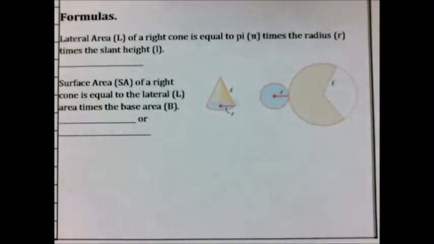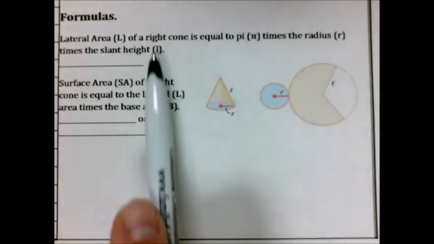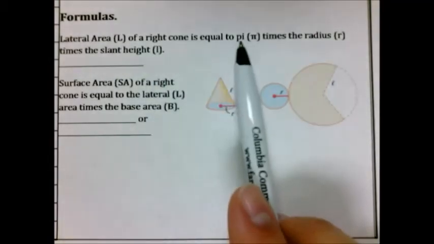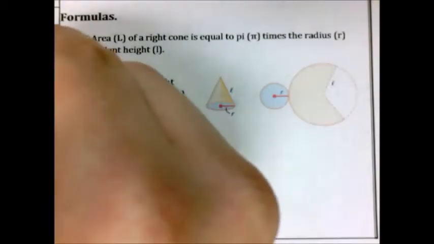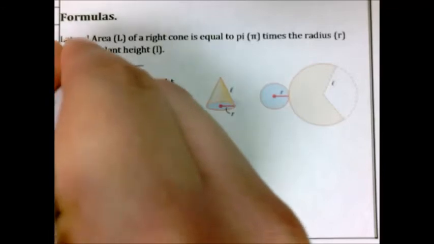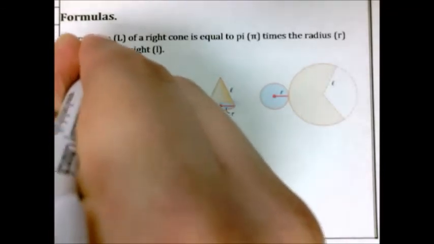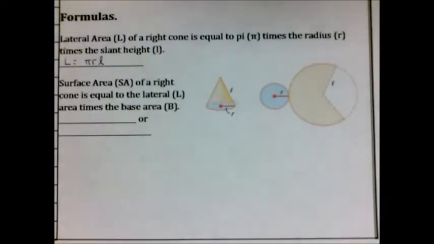Now there's a few formulas that go along with this. Again, just like we've been doing, there's the lateral area. Lateral area, meaning the lateral surface of a right cone, is equal to pi times the radius times the slant height. So lateral area is equal to pi r times L. All of those are just going to be multiplied together.